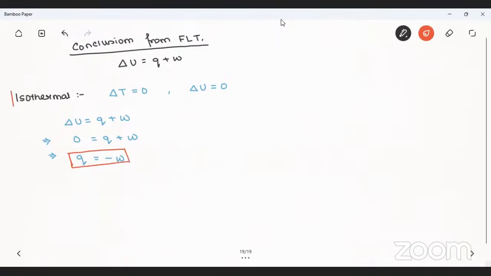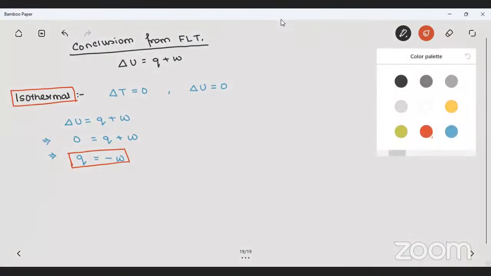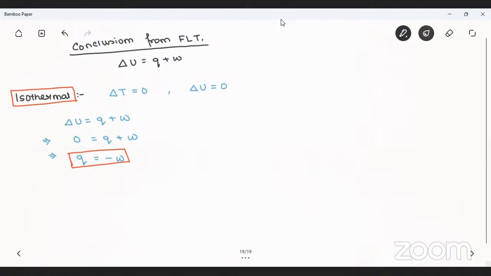Okay. For isothermal process, I will be making you do the sums tomorrow. But today, just revise whatever we have done in yesterday's class and today's class. Then tomorrow we will be solving the sums. So next comes, first isothermal, then isobaric process.